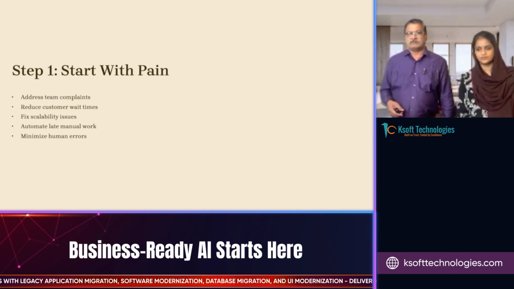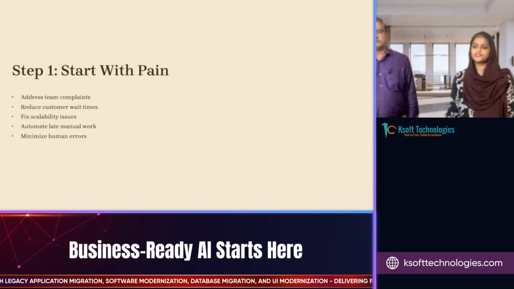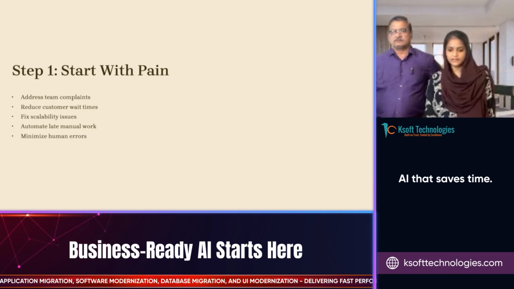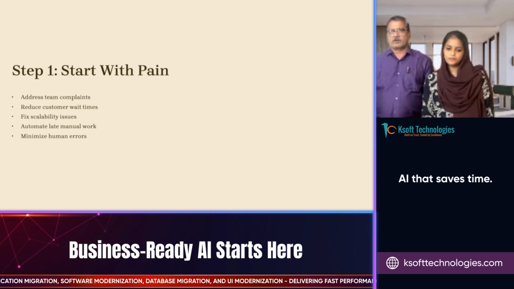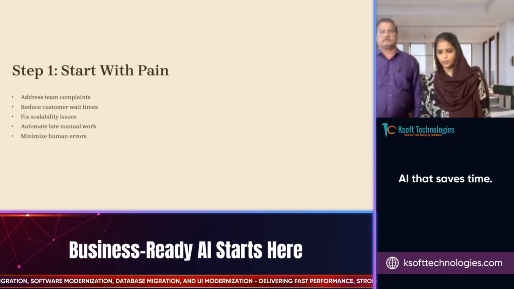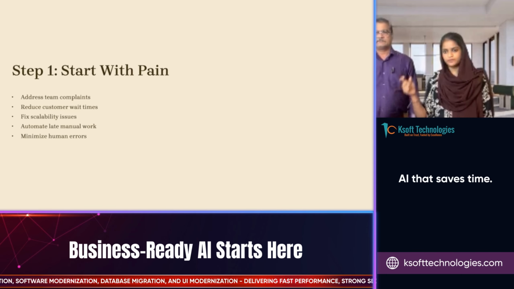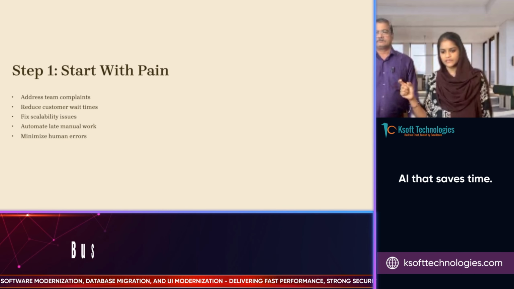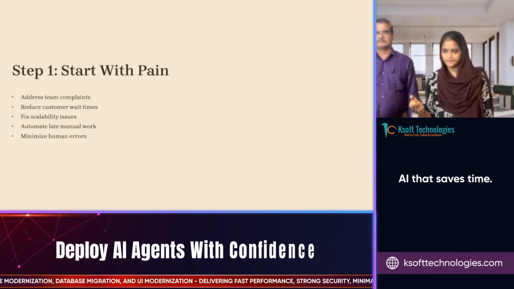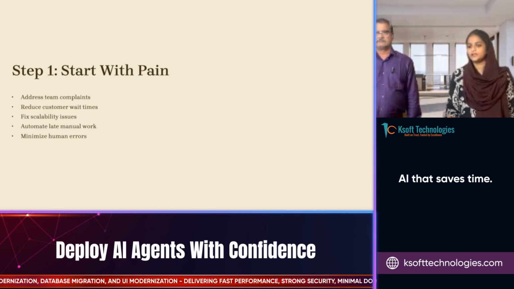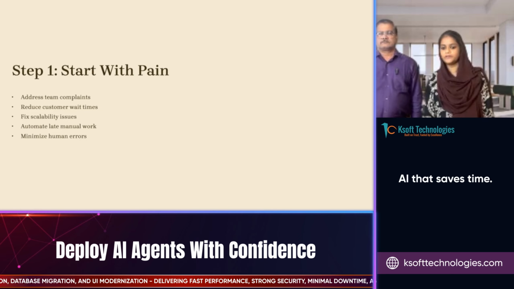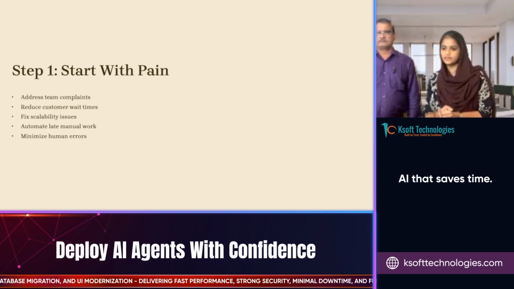Now start with the pain. Yes, start with the pain. Address your problem. Address your team's complaint. If your firm has been facing a problem for so many years or so many days, first find that problem. From that problem, you find out the main reason or main lane. What is the problem or pain you face? From that, you build an AI to automate manual work or minimize human errors in that.